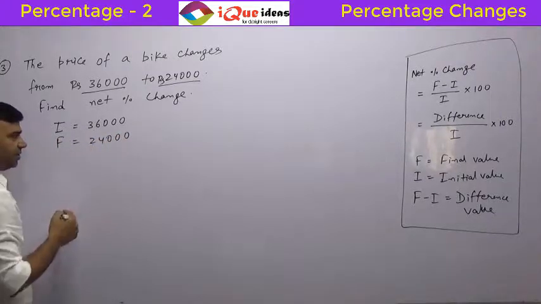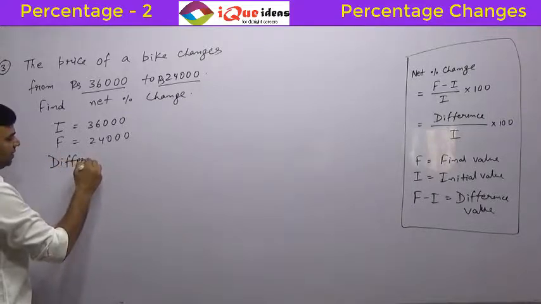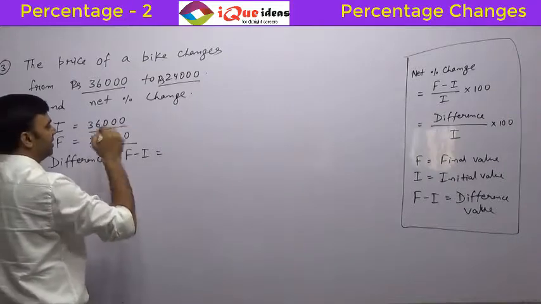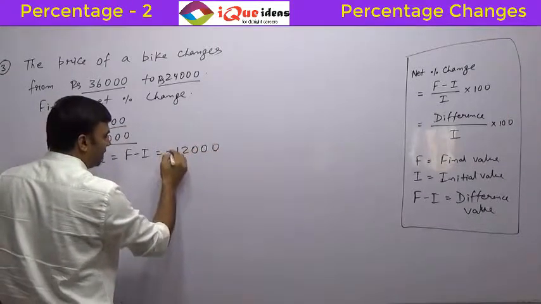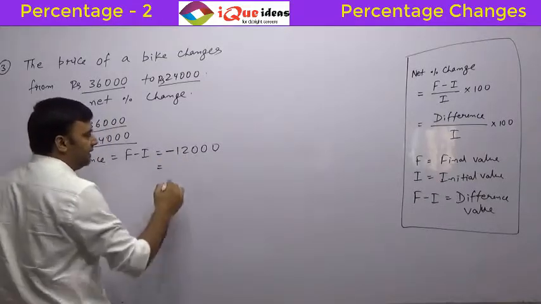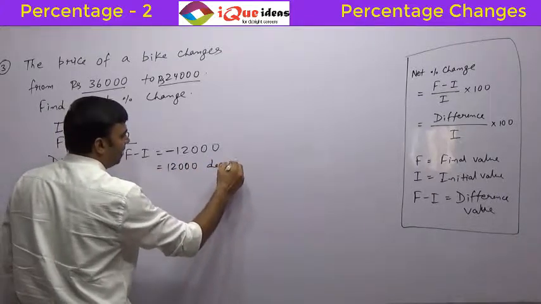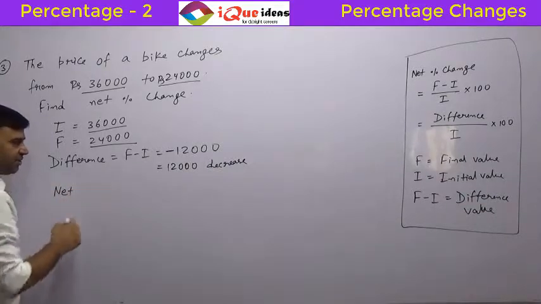Here there is a reduction. But in any case, what is the difference value? The difference value is equal to final minus initial. That is 24,000 minus 36,000, which is 12,000. You can also say it is minus 12,000, right? So the minus sign can simply be mentioned as a decrease. So 12,000 decrease, right? So for the percentage change, don't worry about the minus sign, just look at the decrease value.